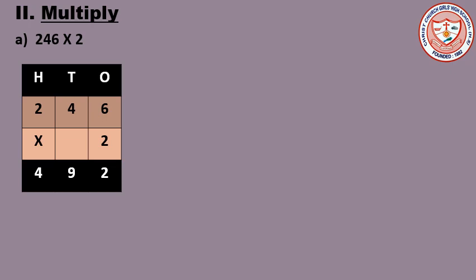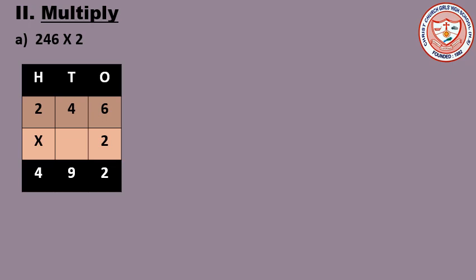So here, first of all, we are going to arrange the numbers according to the place value chart. You can see that we have already written that, that is 246. So 2 in the hundreds place, 4 in the tens place, and 6 in the ones place. And then 2 in the ones place. Okay. And as we know, we are going to start calculation from the right, so from the ones column.